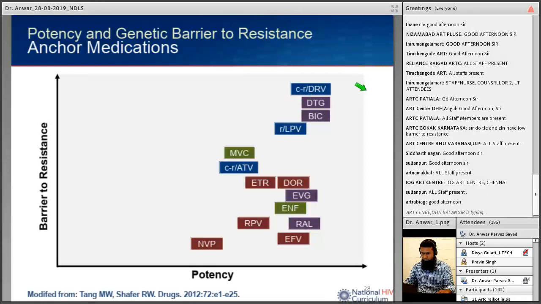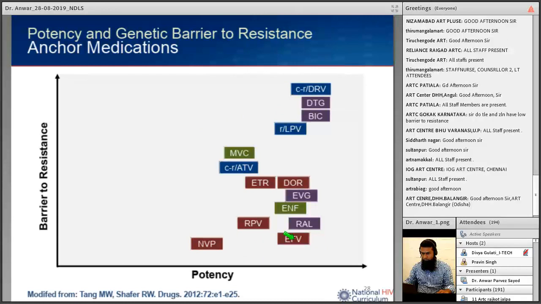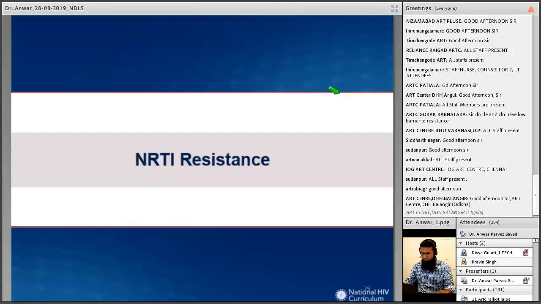So we are moving towards more and more potent regimens, but whatever regimen we are currently using is again very potent, and also has a high genetic barrier to resistance. For example, darunavir ritonavir, which we are using as third line PI, and in some cases it is being used as alternate second line PI. So we'll come to that.